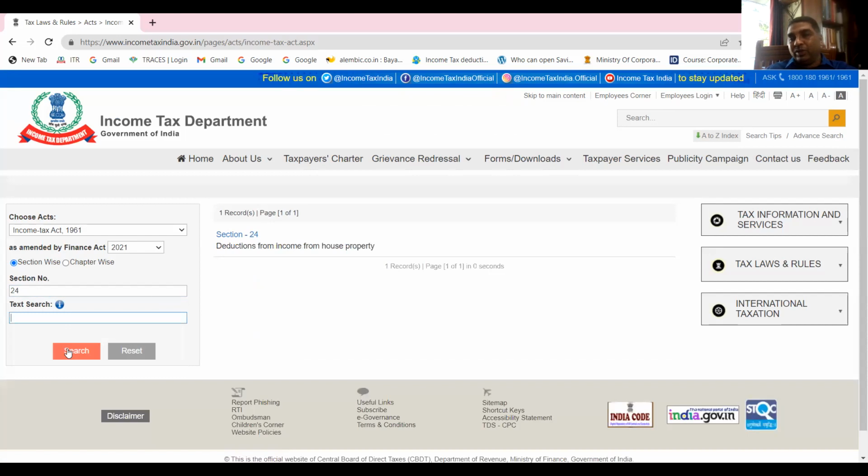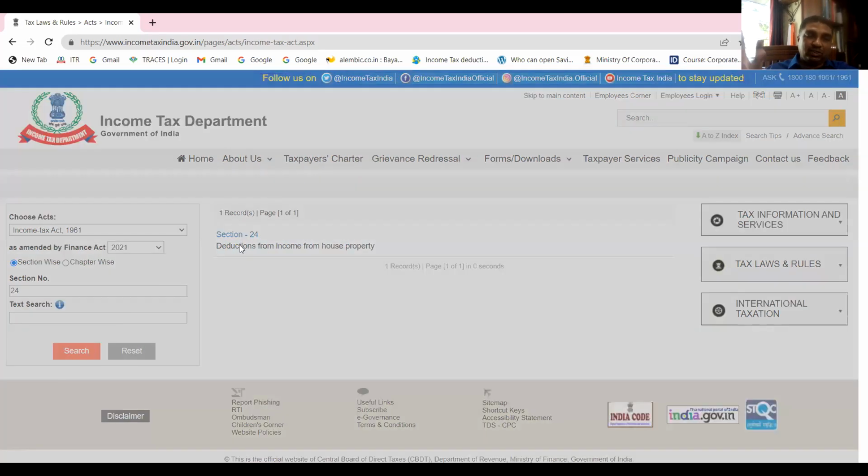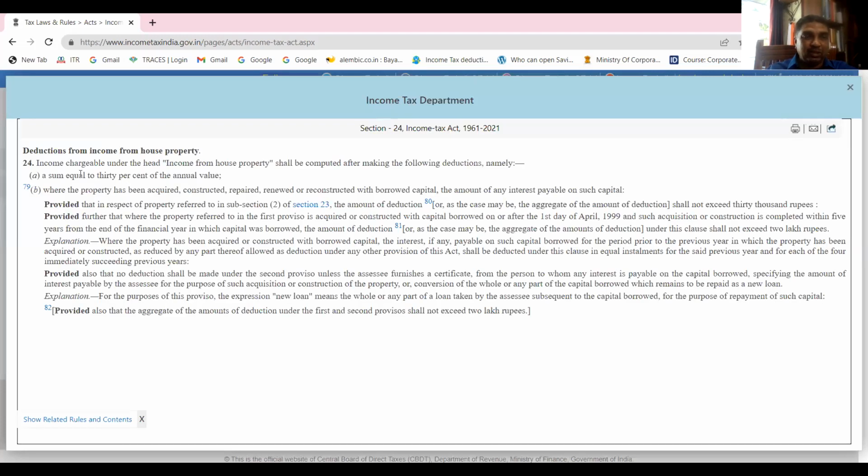If you look at here, section 24 is talking about certain deductions. Some deductions I'll be telling you about separately. You see, a 30% deduction, which we popularly call the standard deduction in case of house property. That means a fixed amount will be deducted. Then, if there is some borrowed capital, if the owner has taken a loan, then some interest will also be deducted. That is dealt with in section 24.